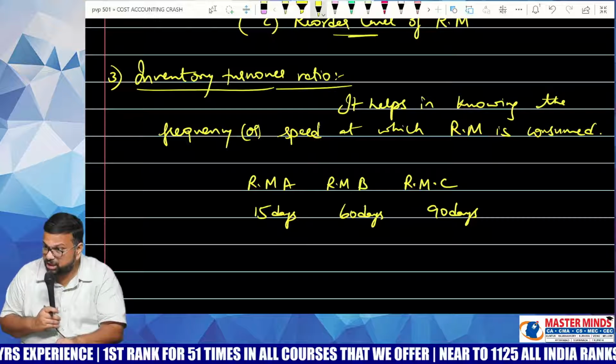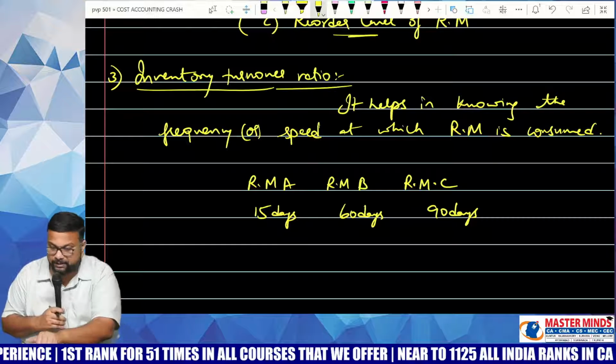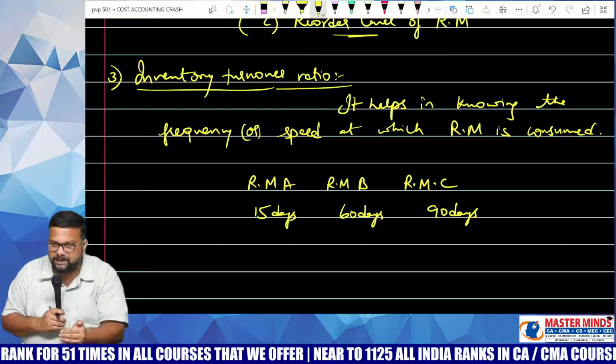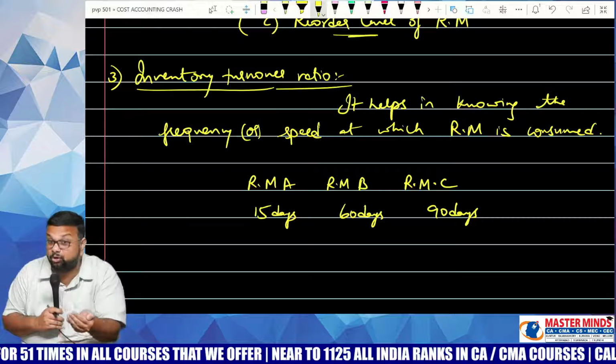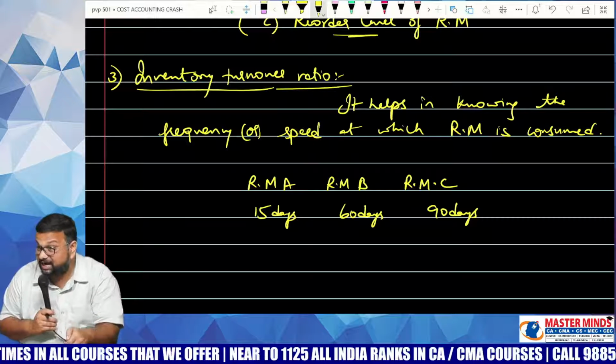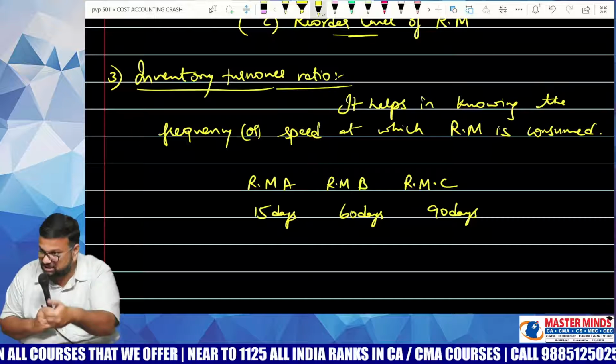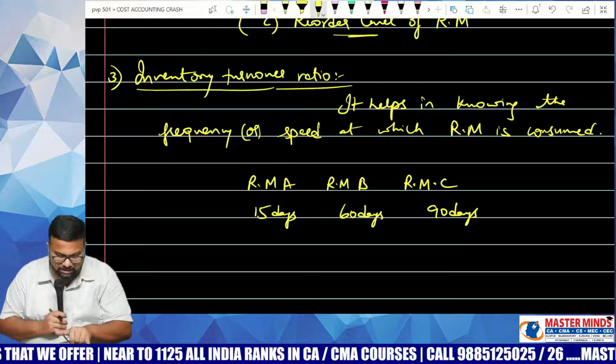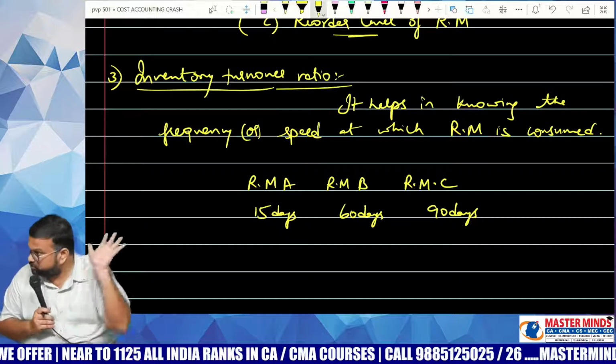Raw material A is quickly consumed, it is fast moving. Raw material C is slowly consumed. So next time when the company purchases raw material, it should purchase more quantity of A and less quantity of B and C. To know that, this ratio or formula will be used.